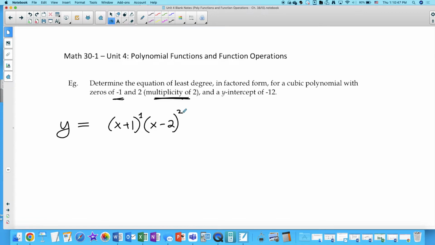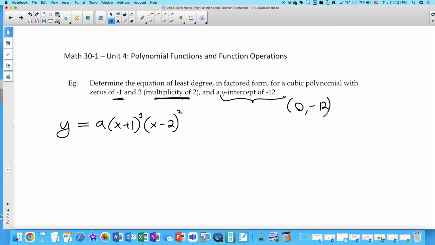What do I not know? What's that? The leading coefficient. Right, so I'm going to put an a in there. I don't know the leading coefficient yet. But I haven't used all the information yet. Yeah, the y-intercept is -12. That's a point. That is the point (0, -12). So I'm going to plug that point into my equation, and I'll be able to solve for the leading coefficient.